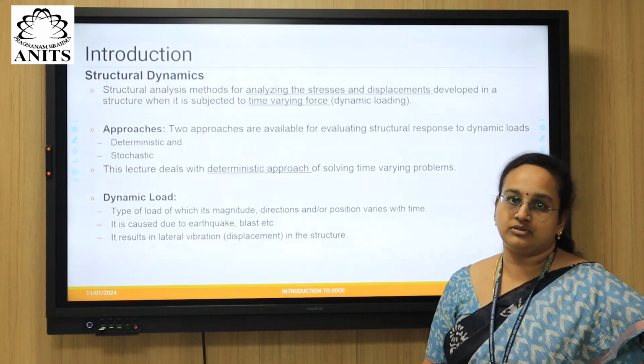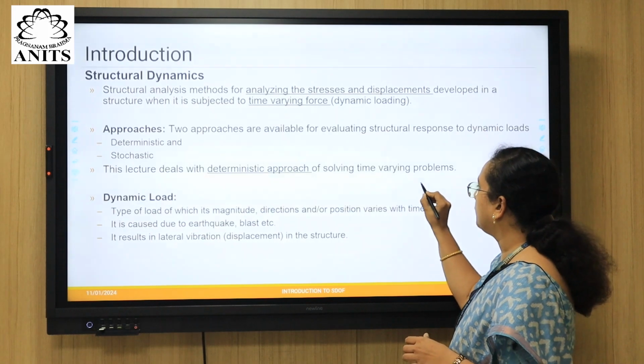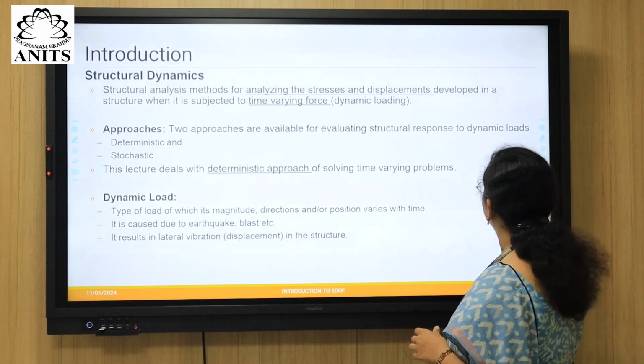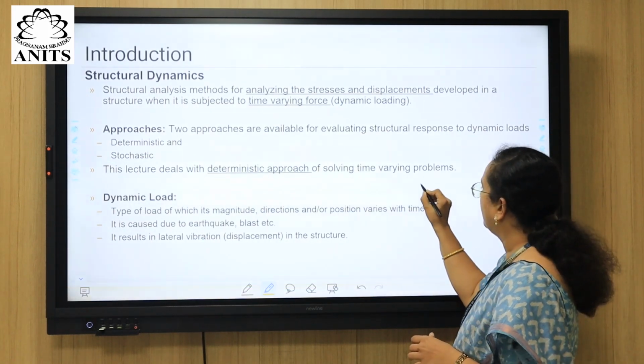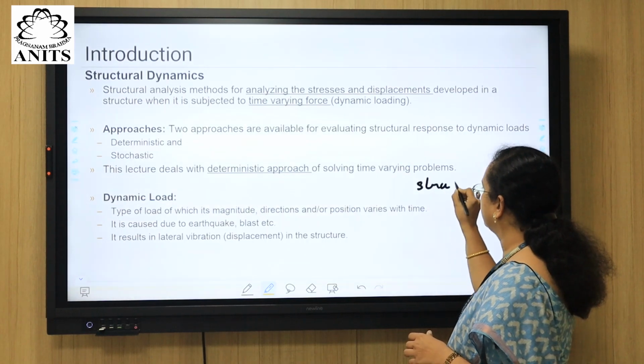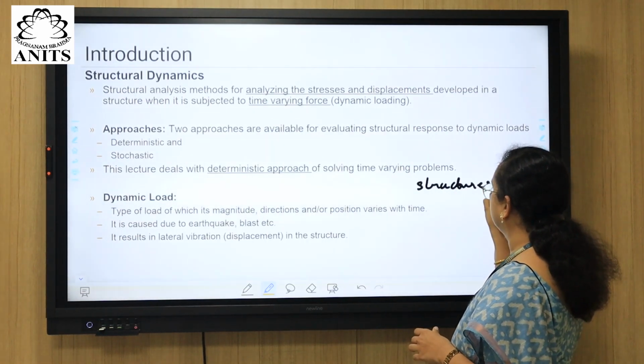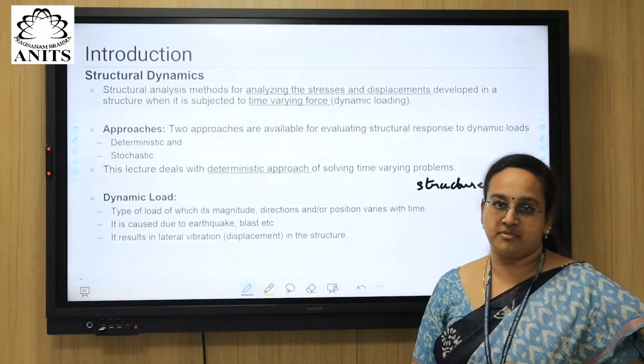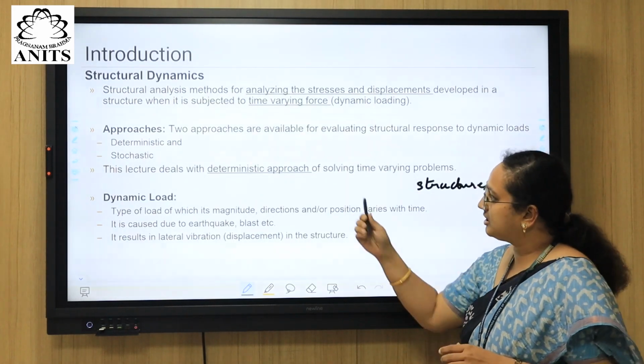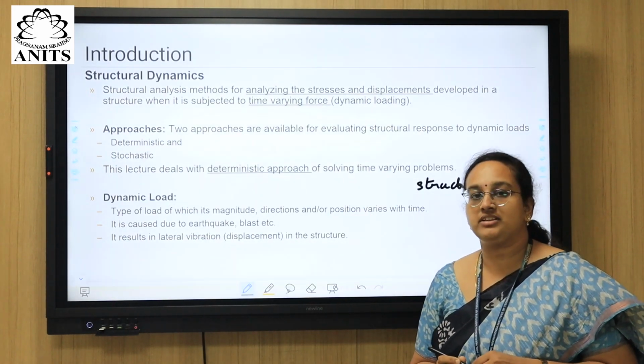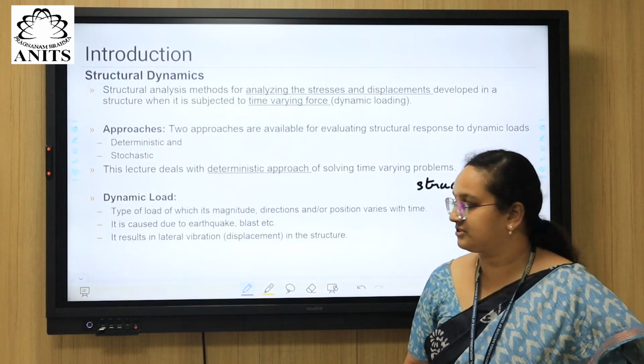And also there is another limitation that we will discuss only the structural dynamics, only the structures part, not any other form of solutions. So deterministic approach will be followed. That means you can expect closed form solutions.